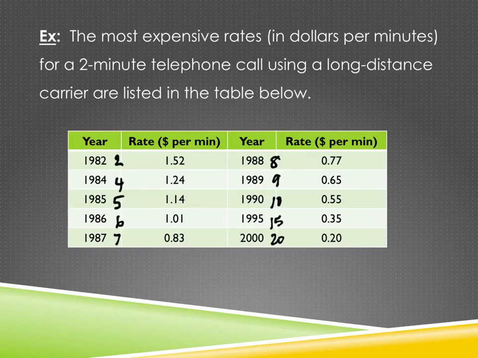In y equals, you can clear out y equals though. In stat edit, we're going to put in those x values with the corresponding rate as the y values. So 2, 4, 5, 6, 7, 8, 9, 10, 15, and 20. And then in L2, we have 1.52, 1.24, 1.14, 1.01, 0.83, 0.77, 0.65, 0.55, 0.35, and 0.2.